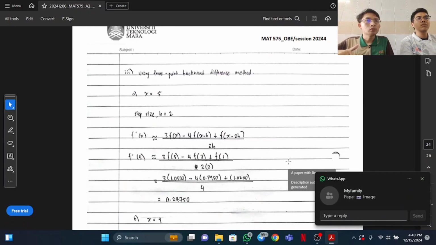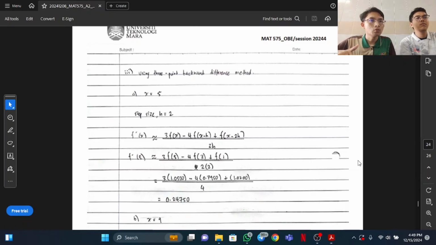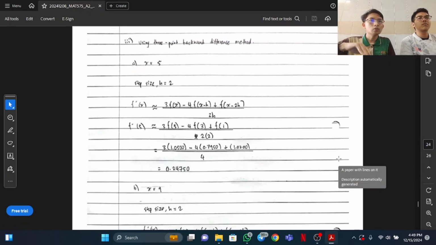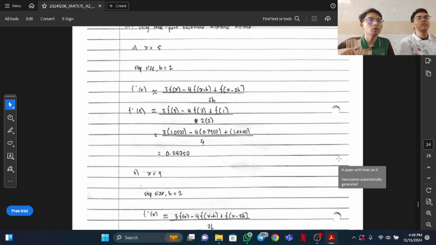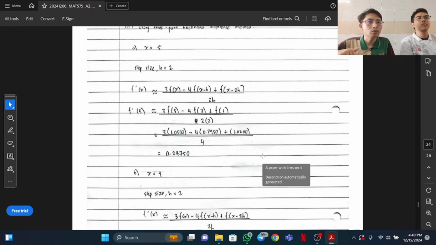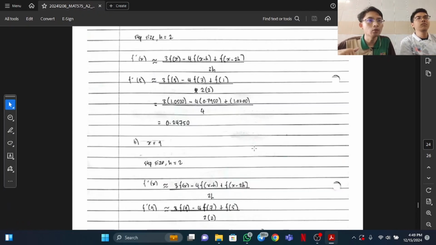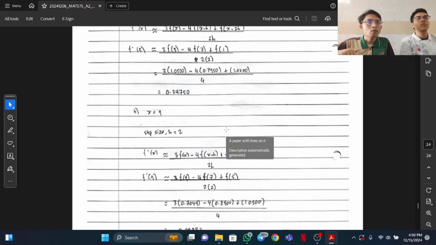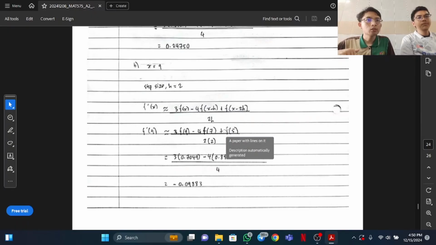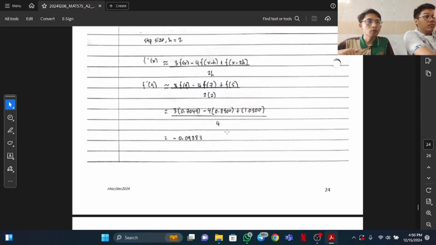So the third question is using the 3-point backward difference method. For this question we have the same value of x, but a different formula. The formula to find the derivative is 3f(x) minus 4f(x minus h) plus f(x minus 2h), divided by 2h. So we just substitute the given values, and the answer we get is 0.24750. When x equal to 9 with the same step size, we substitute all the values. Then the last answer we get is negative 0.09883.